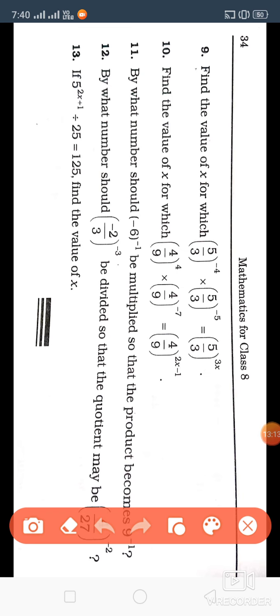Now tomorrow I'll deal with these questions. Okay, so till now, whatever portion I have discussed, go through the video and try to solve the exercise. Okay, so see you in the next class.